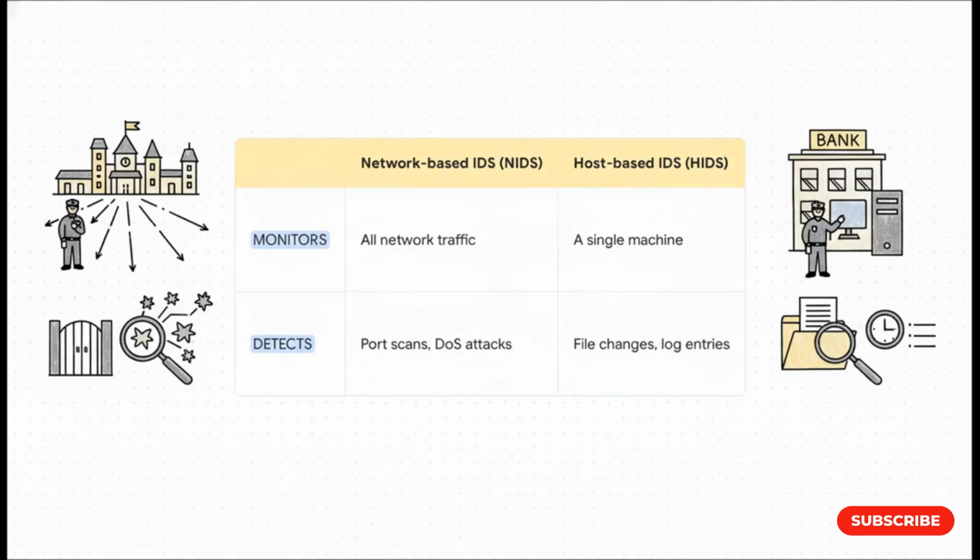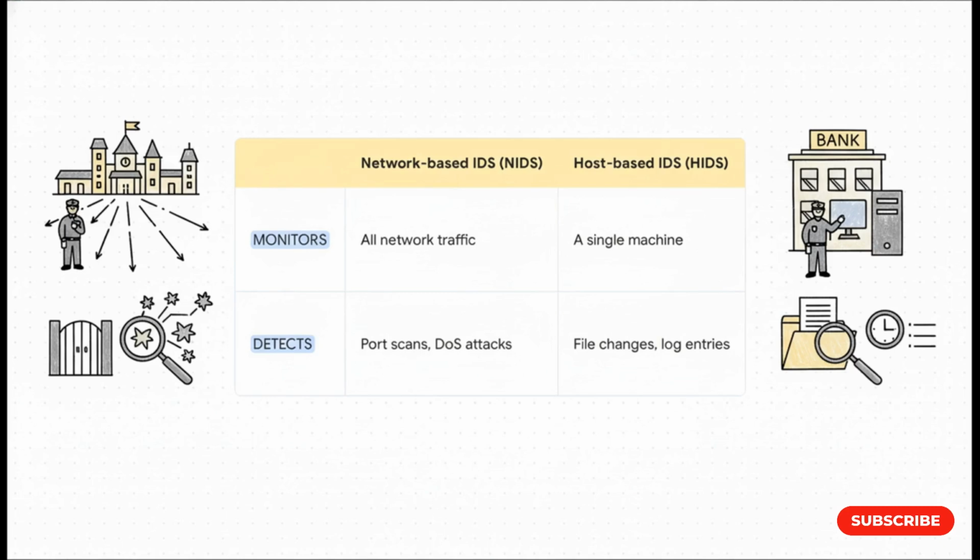So on one hand, you have a network-based IDS, a NIDS. Think of this like a guard watching all the highways coming into a city. It sees all the traffic, looking for big, obvious problems like, say, a port scan, which is basically a bad guy walking down the street, jiggling every single doorknob to see if one is unlocked. Then you have a host-based IDS, a HIDS. This is like a security guard posted inside one super important building, like the city's main bank. It's not watching the highways, it's watching for anything weird happening inside that one building, like a file suddenly changing or someone trying to log in at 3 in the morning.